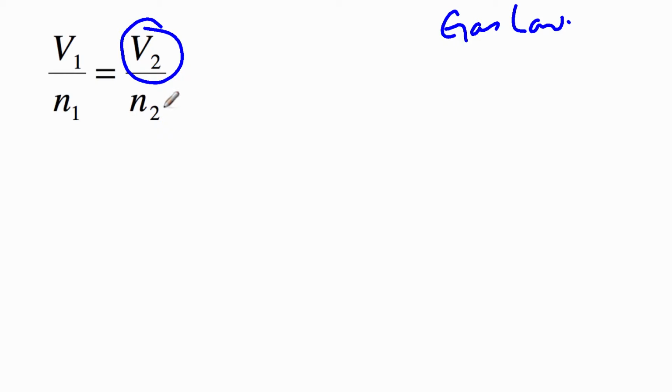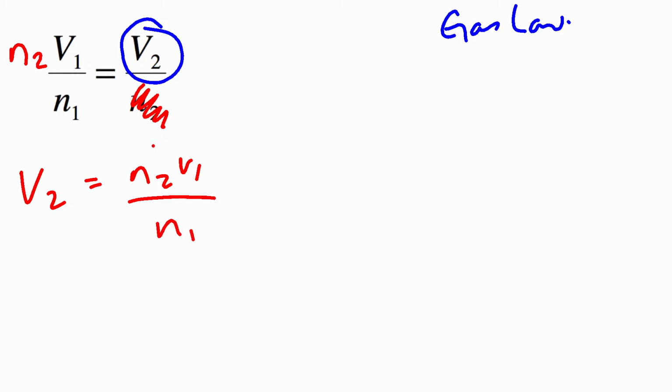And how you get rid of it is you move it on the other side of the equal sign. And if it's on the bottom on this side, when you get rid of it here, you put it on the top on the other side. And there's my formula. So rearranging it, with V2 on the left, V2 is equal to N2 V1 over N1. So you plug in your numbers for each of those, multiply, divide, you're done.